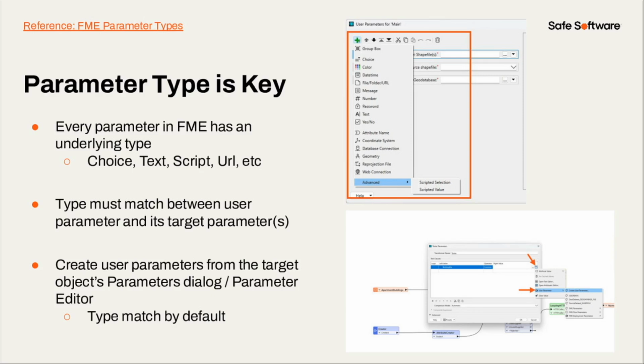So this need for parameter type matchup is why it's best to create your user parameters from the parameters dialog of those target canvas objects, which is what the bottom image there is showing you. Parameters created in this way are by default the correct parameter type for the target canvas object parameter.